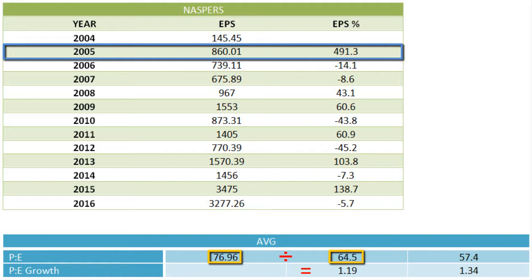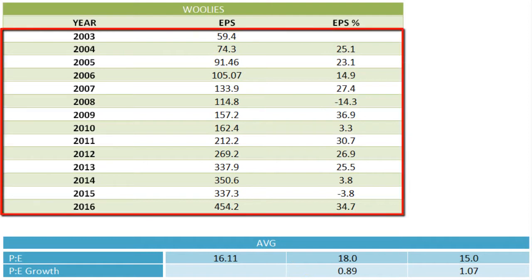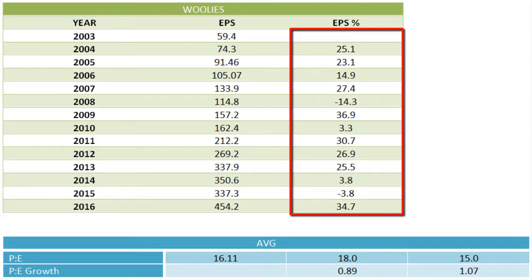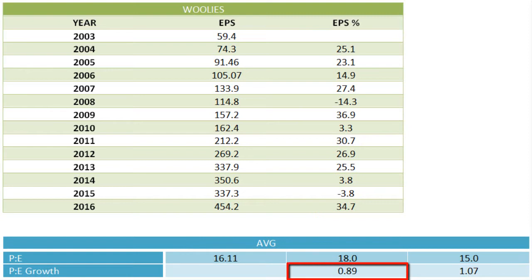Let's consider the retail shares, some of the retail sector. Woolworths, a very highly rated company in South Africa. Here you can see I've got figures from 2003 through to 2016, so we can do 13 percentage growths and average those percentage growths to get its average percentage growth in earnings per share over that whole 13-year period, and that works out to 18%. The PE ratio is, however, 16.11, which means the price-earnings growth ratio is 0.89.